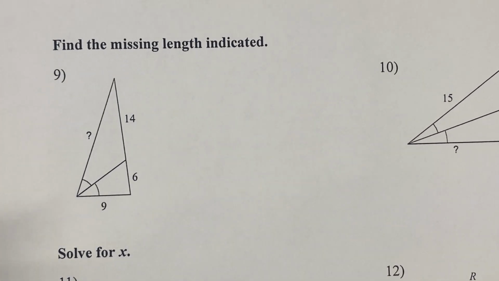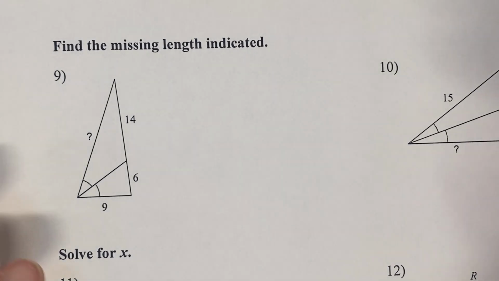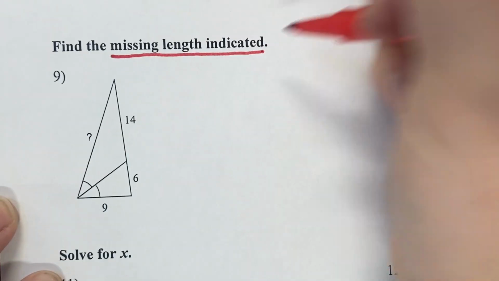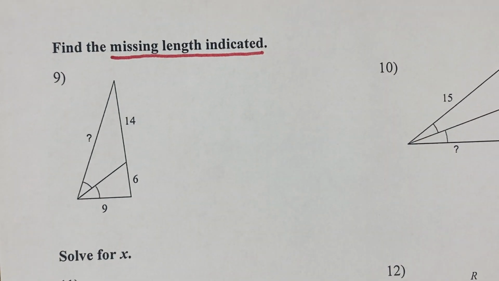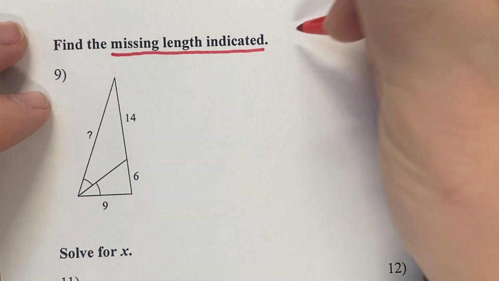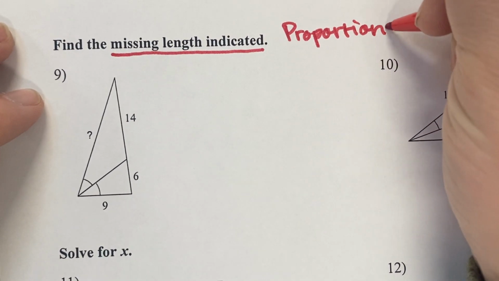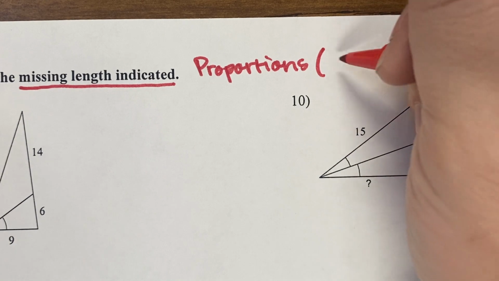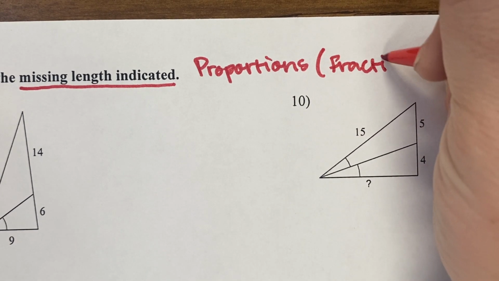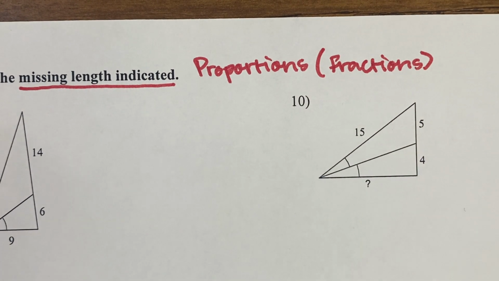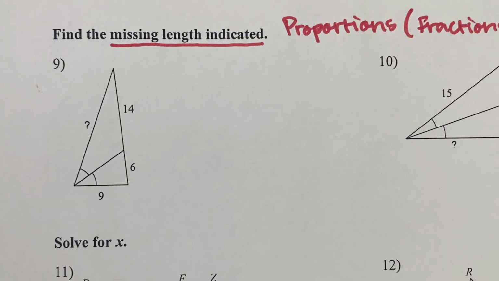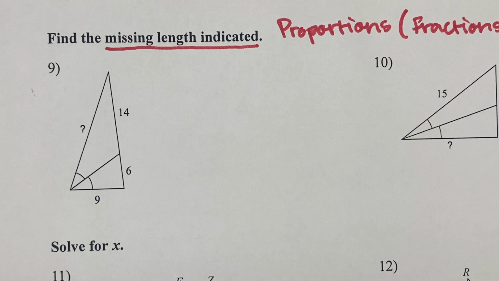Alrighty, so we're talking about triangles, and we're trying to find the missing length indicated of these triangles. But notice they're not right triangles, so we're not using Pythagorean Theorem. We're actually going to use proportions. Okay, and when we say proportions, that really just means fractions. Okay? So you'll remember us doing this a little bit ago.